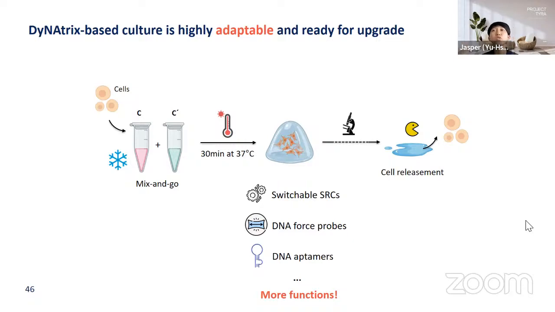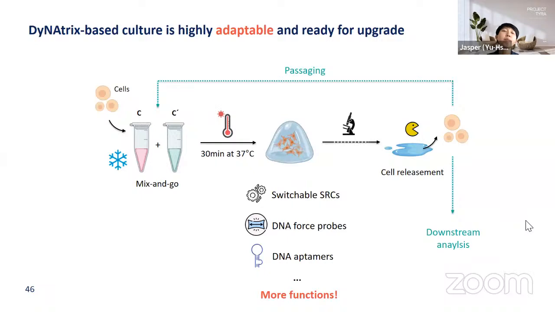After you have done your culture, it takes your image. You can also release your cells by adding nuclease, and the cells can be used for downstream analysis like FACS, immunostaining, or single cell sequencing, etc. But you can also just passage the gel, re-embed it into the gel, and start your culture again to repeat your experiment.